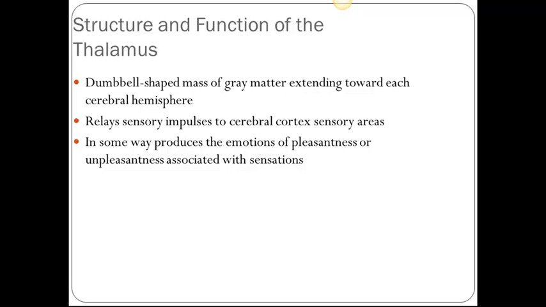The structure and function of the thalamus. The thalamus is a dumbbell-shaped mass of gray matter extending toward each cerebral hemisphere. It relays sensory impulses to cerebral cortex sensory areas. In some ways, it produces emotions of pleasantness and unpleasantness associated with sensation. It also plays a part in the arousal or alerting mechanisms.